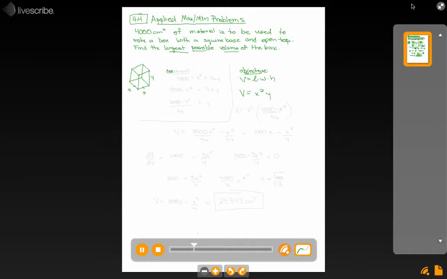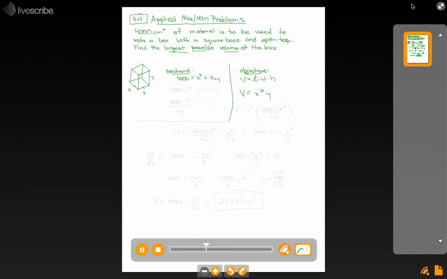But the constraint is just that they've told me how much material I have, which is basically the area. They've given me 4,000 centimeters squared of material to be used. So the units are a clue that that's an area. So the area of this box is going to be the base. So 4,000 centimeters squared is equal to x squared plus the area of the four sides, which are each xy, so 4xy. So there's my constraint. There's no top, that's why there's not another x squared on there.